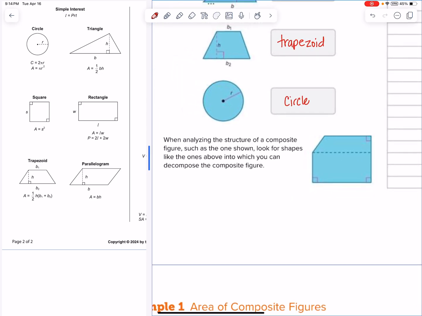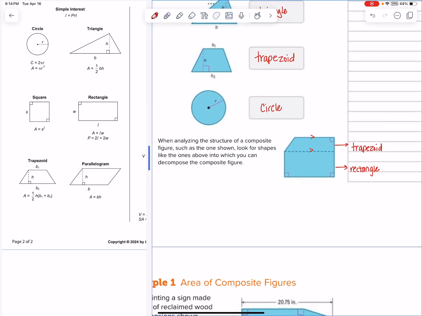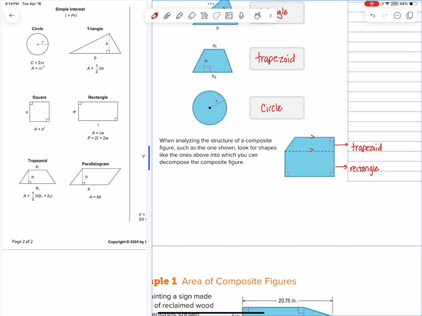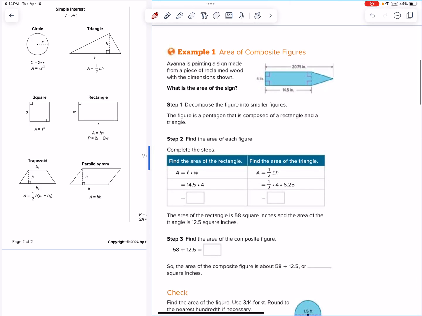When you're looking at what they call a composite figure, you just want to see the two shapes. So if you look at this, what are the two shapes that you see? Again, I see two parallel sides, and that's it. So it has one pair of parallel sides, which makes this a trapezoid. And then obviously this one is a rectangle. There are formulas for each of those, and then you can just add up the two areas, of course.